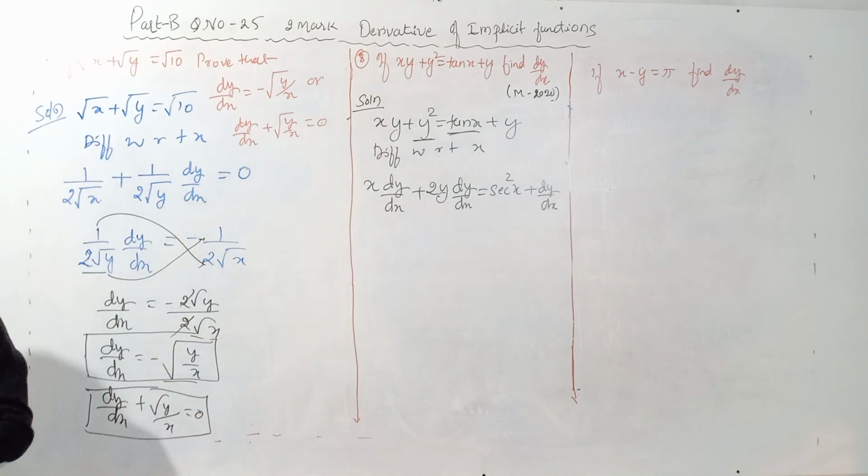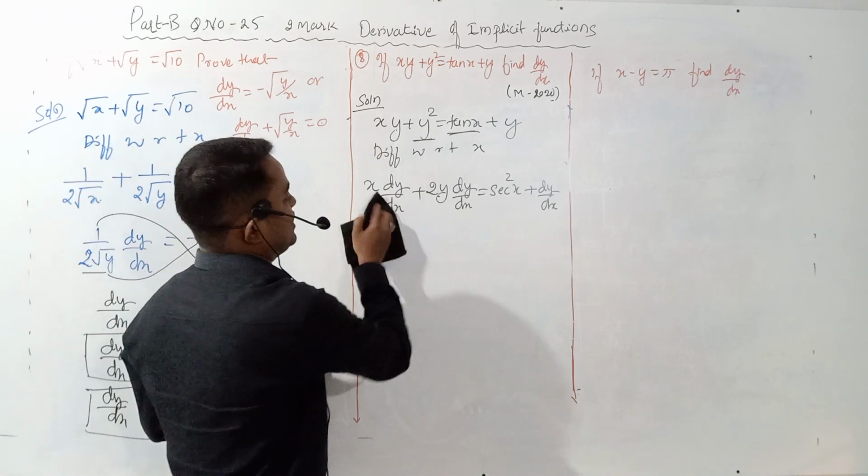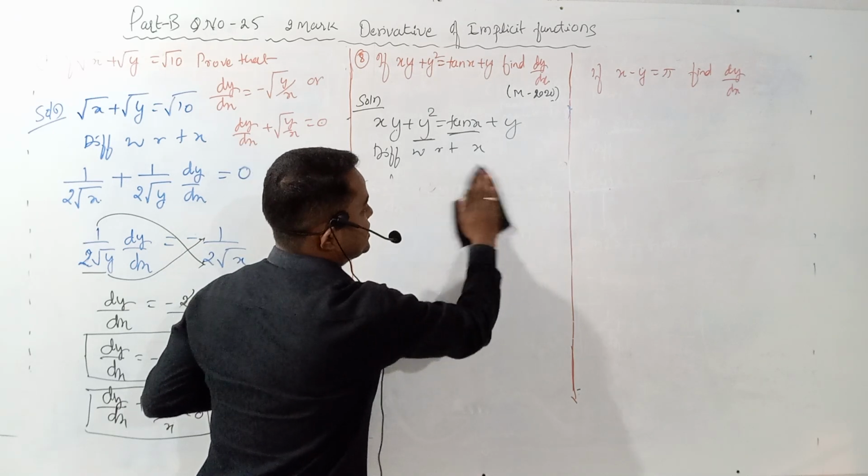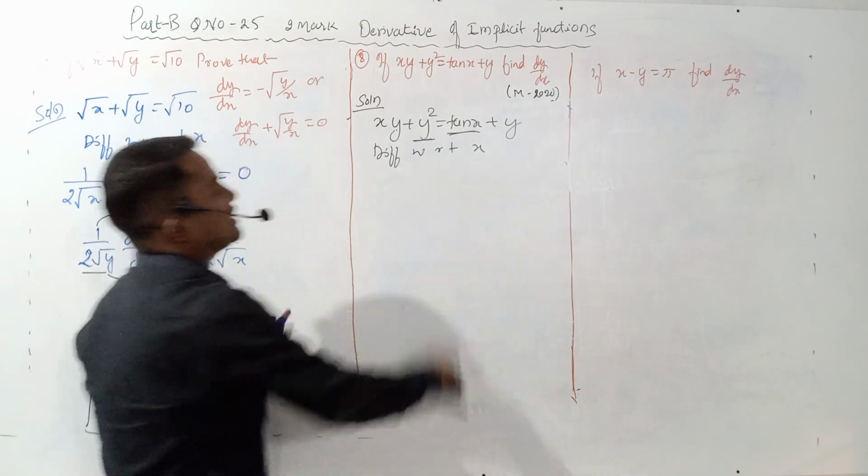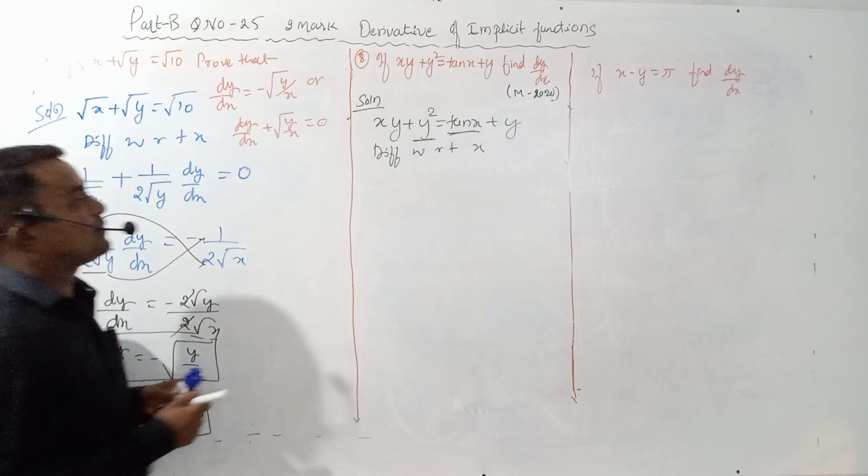Derivative of y is what? Dy by dx. Wait a minute, we made a mistake here. First, we have to apply the what? Product rule. Sorry, let me make the correction, my mistake. First we have to apply the product rule for this one.